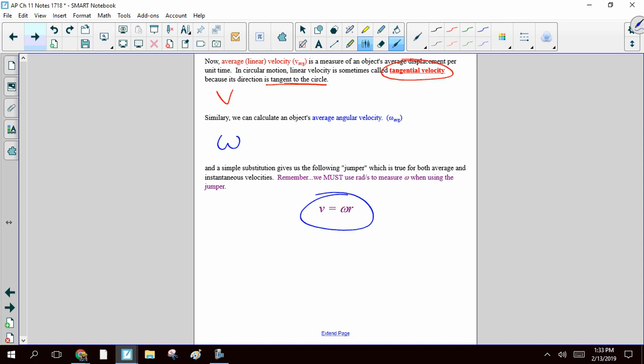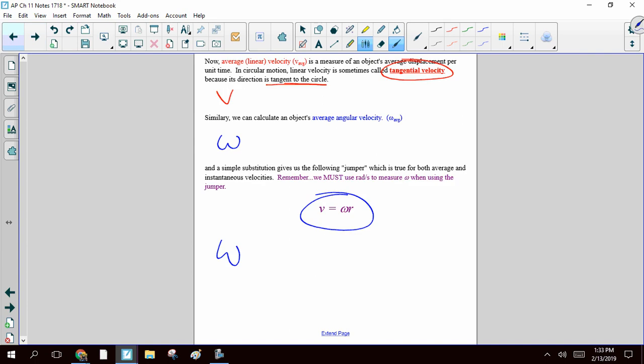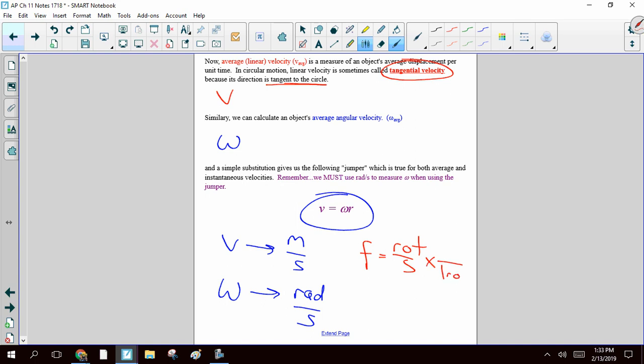Oh, I guess I should talk about units real quick. So remember, regular velocity is measured in meters per second. Angular velocity is measured in radians per second. Now notice, a lot of times I'll give you frequency. Frequency is in rotations per second, right? And you can definitely convert, right? Because one rotation is 2 pi radians, and now you've got angular velocity, right?